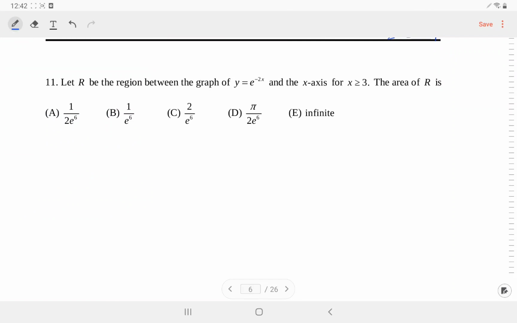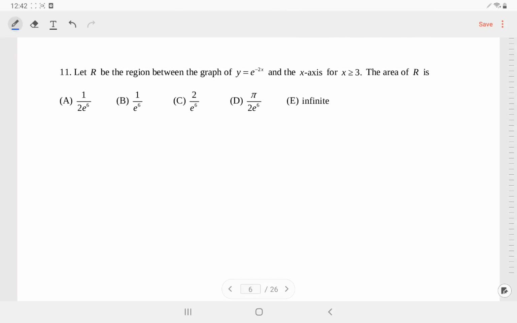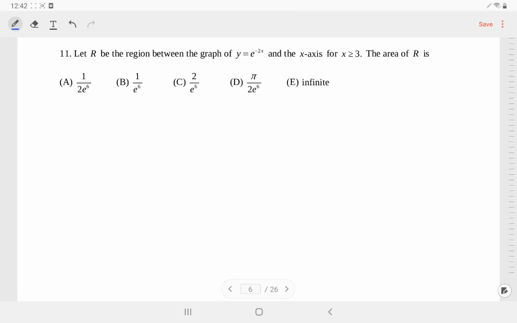Let's see, 11. Let R be the region between the graph and the x-axis for x greater than or equal to 3. The area of R is. Now we are on the non-calculator section, so you might be looking at this and thinking, how in the world am I going to graph it? If you don't remember how to graph it, doesn't matter.